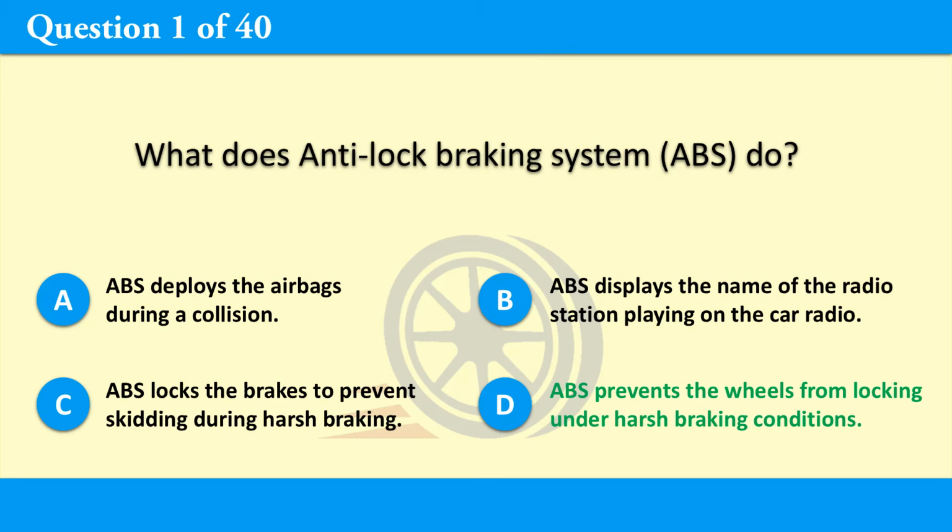Correct answer, D. ABS prevents the wheels from locking under harsh braking conditions. Explanation: Anti-lock braking system (ABS) is a type of braking system found in most modern cars. It comes into play automatically when the driver brakes harshly. In the wet, it can help prevent the wheels from skidding so that, if necessary, the driver can continue to steer while braking. Be aware that ABS does not reduce the braking distance.